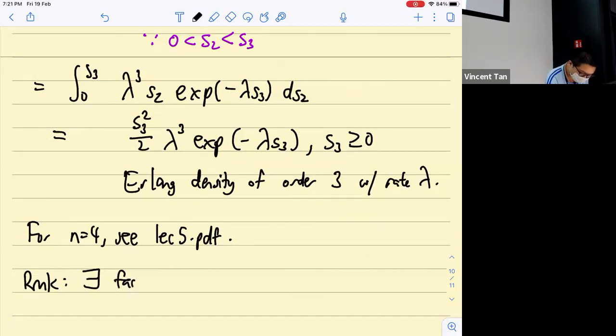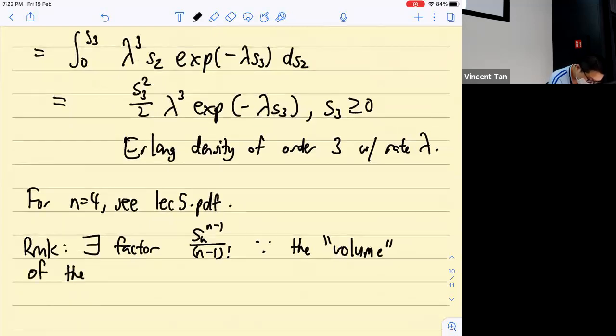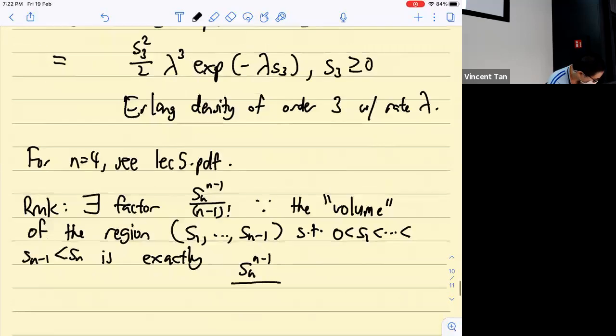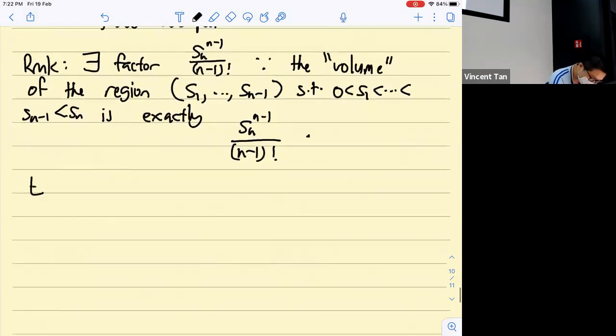So there exists a factor in general, Sn to the n minus 1 over n minus 1 factorial, because the volume of the region S1 up to Sn minus 1 such that 0 less than S1 less than and so on is exactly Sn to the n minus 1 over n minus 1 factorial. So this is very abstract, if you ask me. So let's do an example.